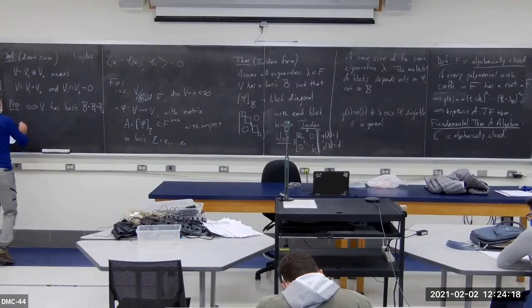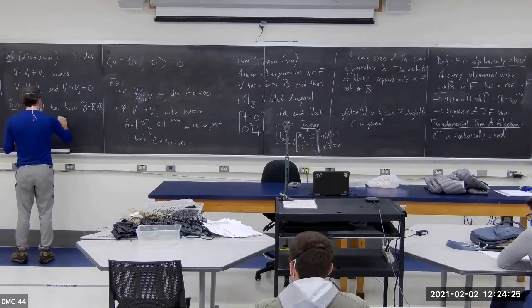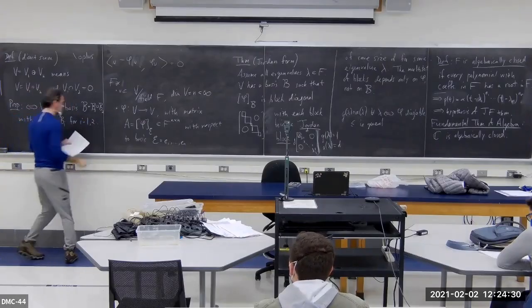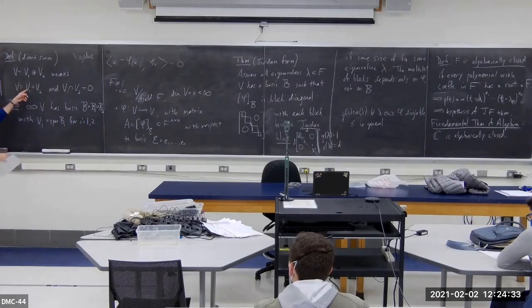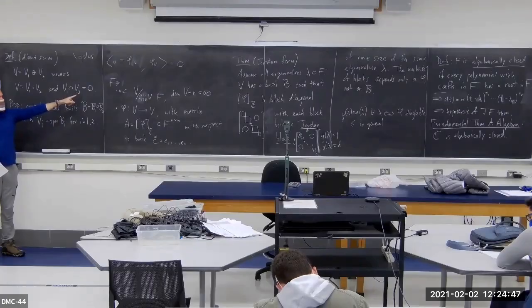And I want that Vi is the span of Bi for i equals 1 and 2. So that says that V1 is the span of B1, V2 is the span of B2, and V has a basis that's B1 union B2. I just wanted to make sure that, in order to make V1 intersect V2 zero, these bases were disjoint. I didn't want to accidentally copy any of the basis vectors.